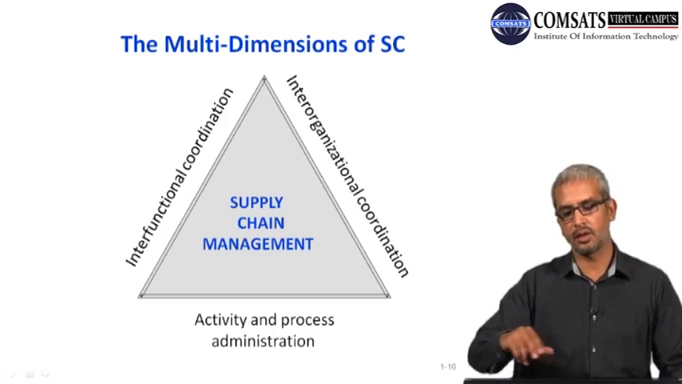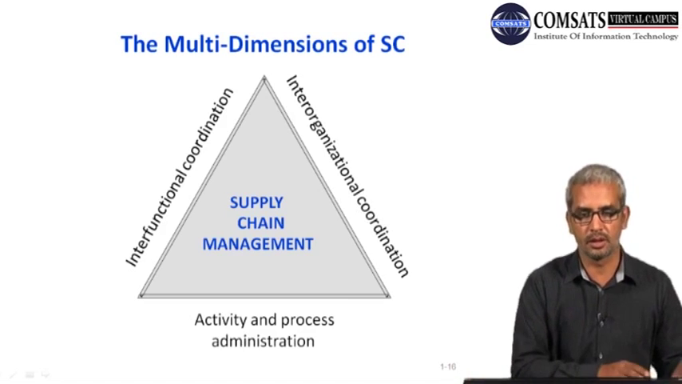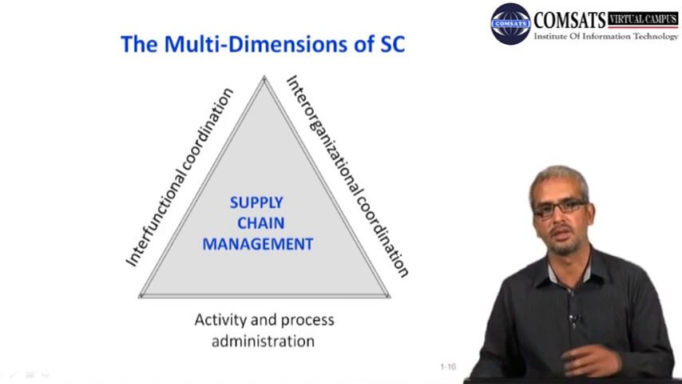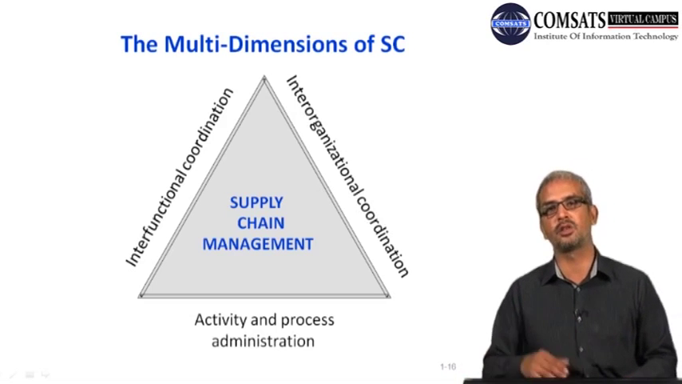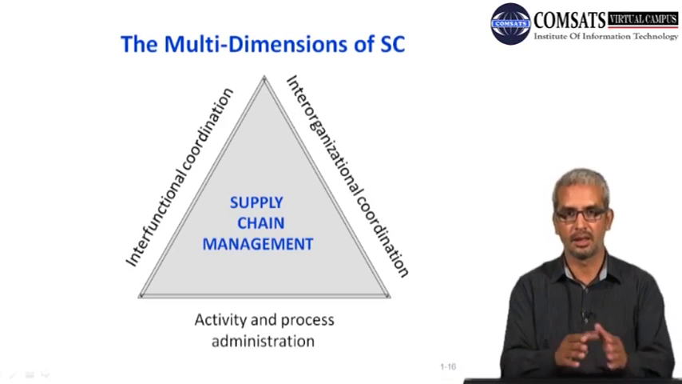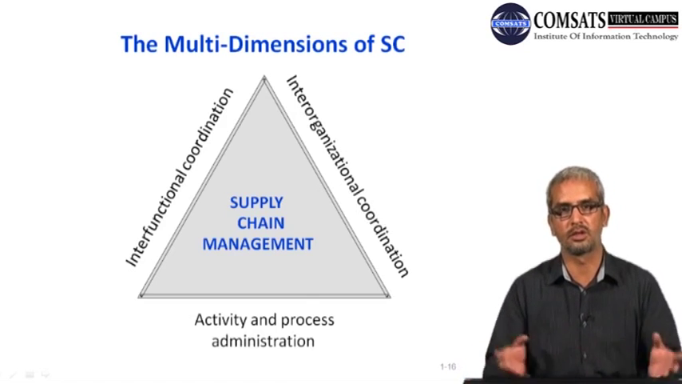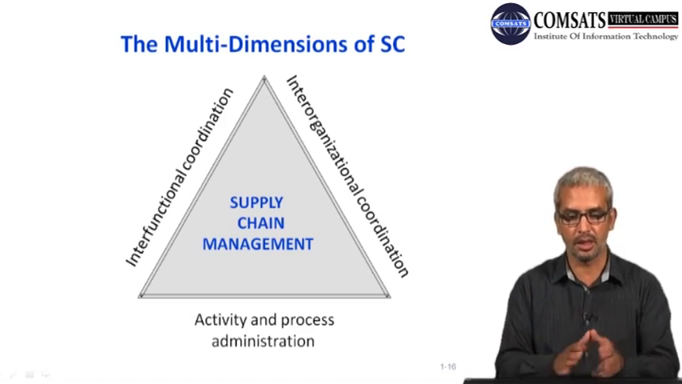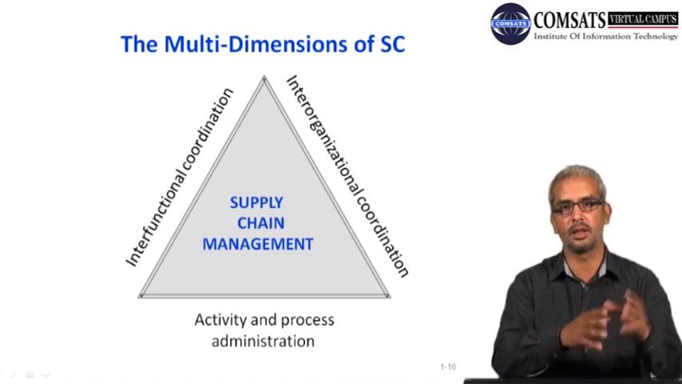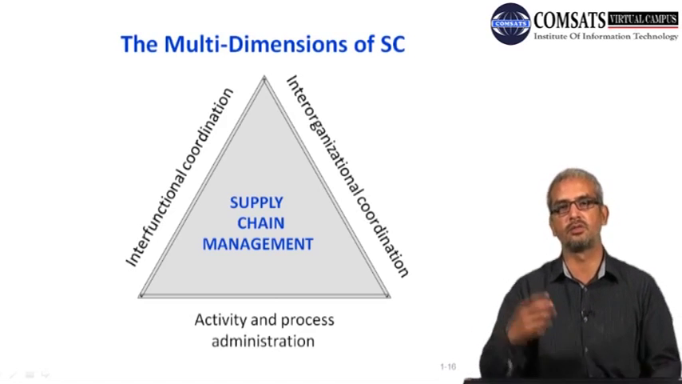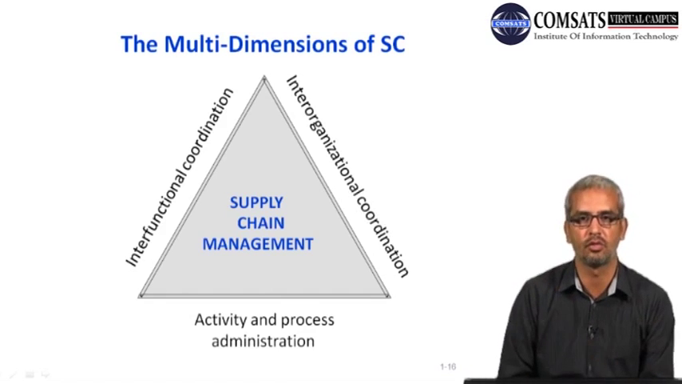Then there is inter-organizational coordination, coordination with either your suppliers as well as your customers. That would be inter-organizational coordination. And the last thing is activity and process administration. That is the third side of this supply chain management. So the whole process of supply chain is actually these three sides of a triangle. If these three are well coordinated, then you can say your supply chain process is well managed. These are the things on which supply chain professionals would focus.